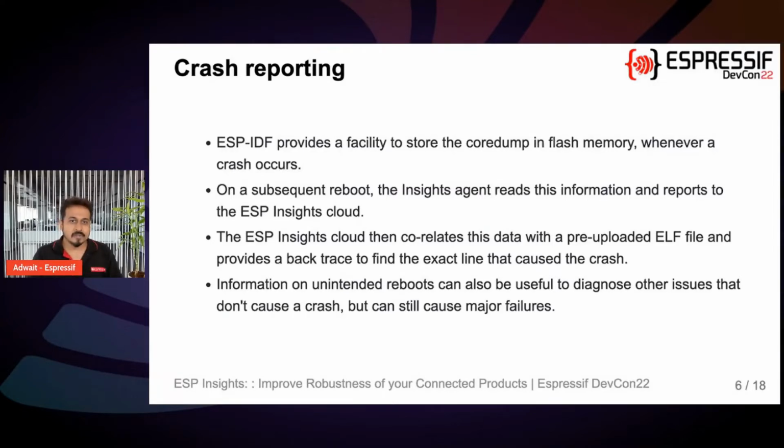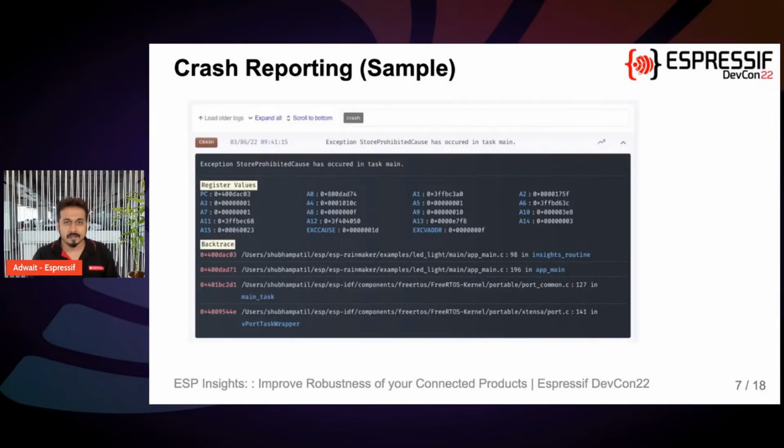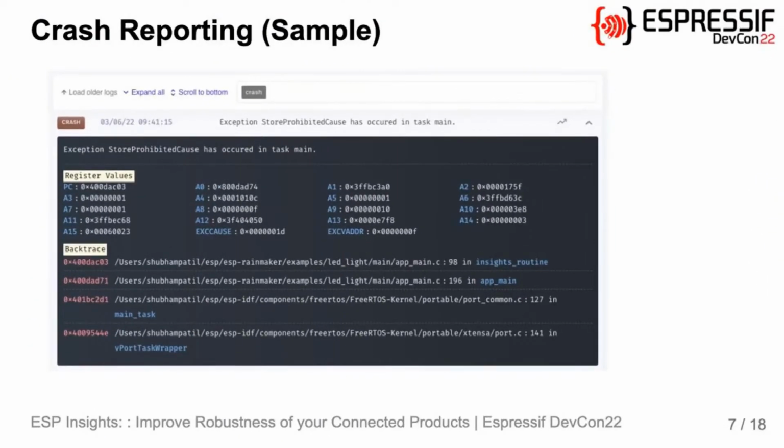Then there is also information on unintended reports, like the watchdog or brownouts, and that can also be useful to diagnose other issues that don't cause a crash but can still cause a major failure. Let's take a look at a crash reporting example. This is exactly what a developer will see in their browser. It is very similar to what they can see on a terminal, and you can see the register values, then the actual backtrace and the line in the code which has resulted in the crash.